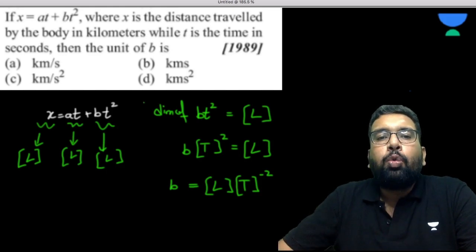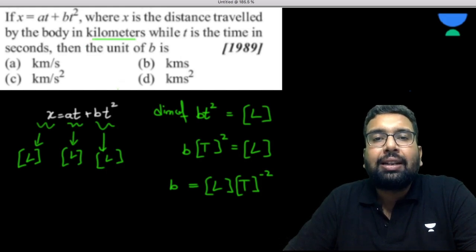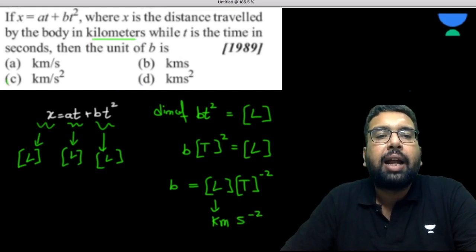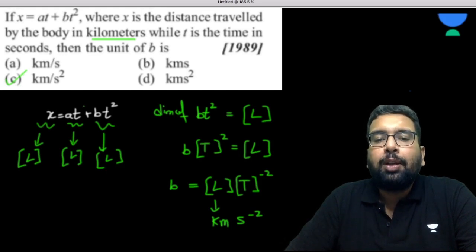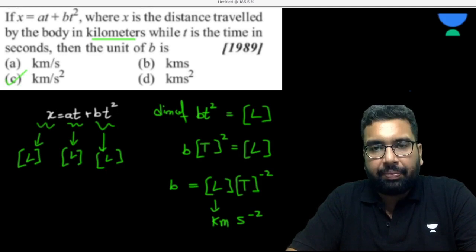So here, what is the unit of length? The length unit is given to be kilometer, and for time it is second. So kilometer second minus 2, that is C option, kilometer per second square. I hope it is fine to everyone.